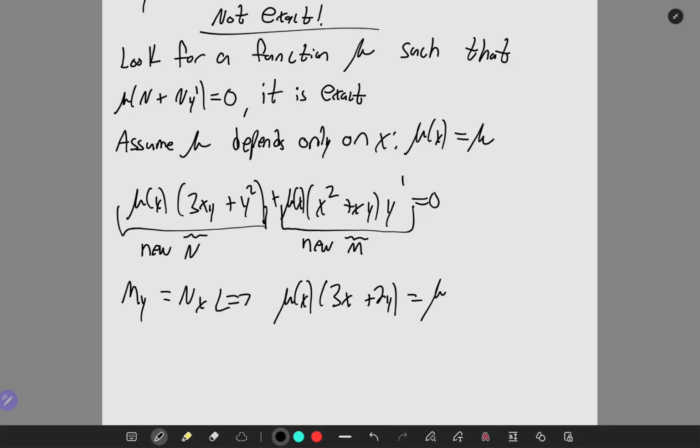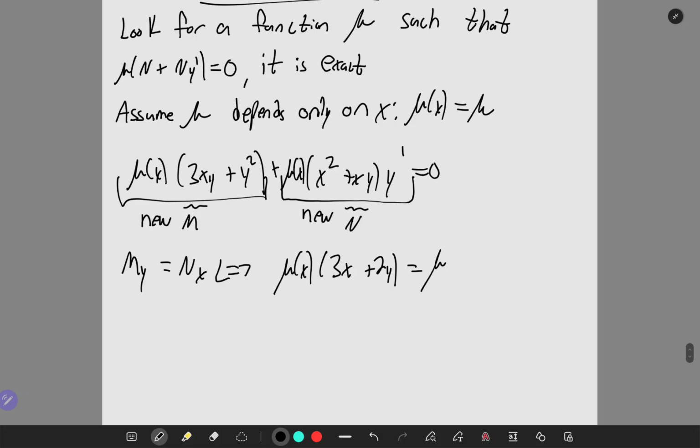Wait one minute. Something doesn't seem right. I wrote them in my notes backwards, or my professor did. This should be M and that should be our N, and the y prime is not included in that. Okay, so yeah, that makes more sense. This is the partial derivative of this, which is equal to N of x.